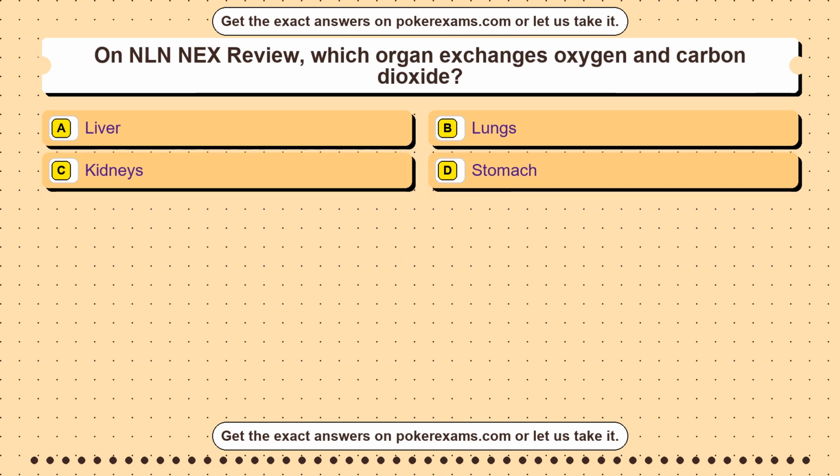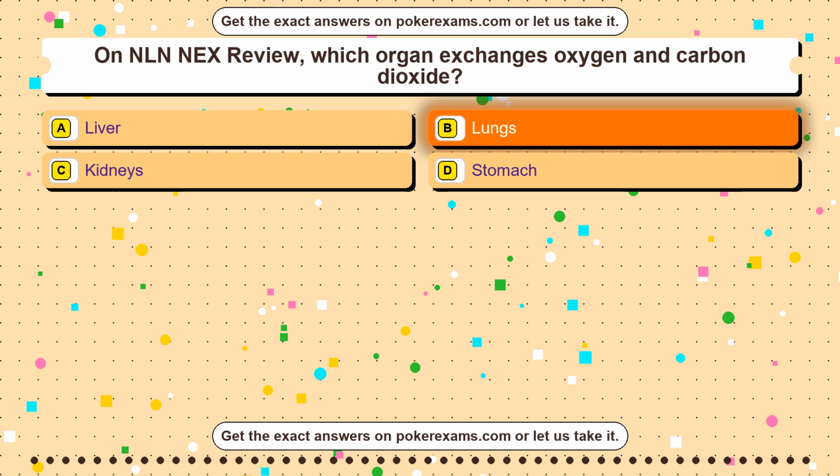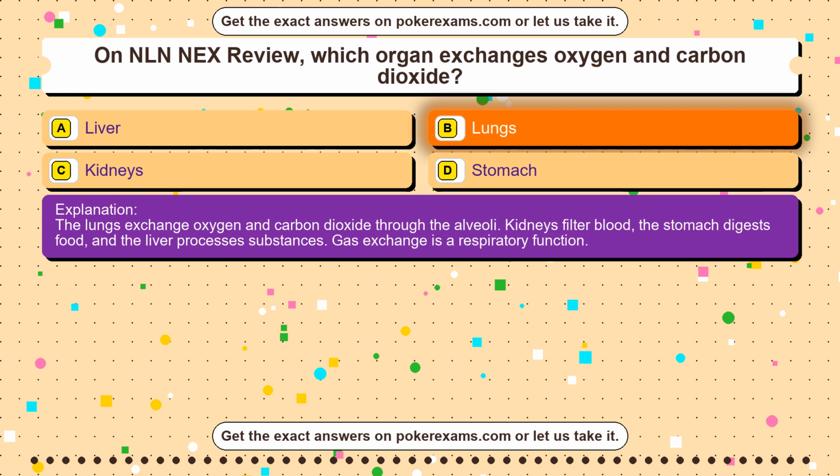Question 4. On GED reading practice test, which writing choice improves clarity? Option A Ignore the prompt. Option B Use precise evidence. Option C Add unrelated facts. Option D Repeat the same sentence. The correct answer is option B. Use precise evidence. Precise evidence makes writing clearer and more convincing. Unrelated facts distract, repetition weakens organization, and ignoring the prompt lowers relevance. GED writing rewards focused support.